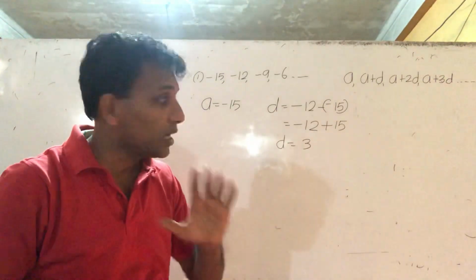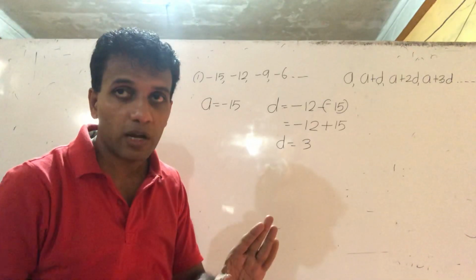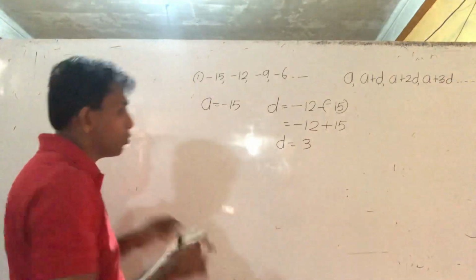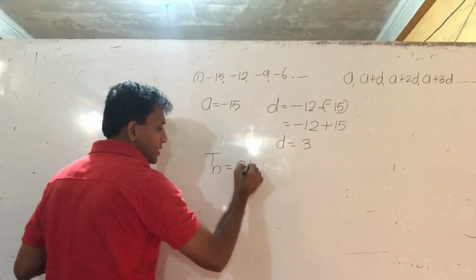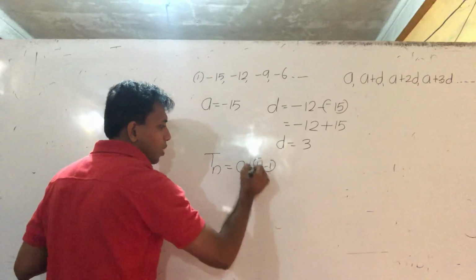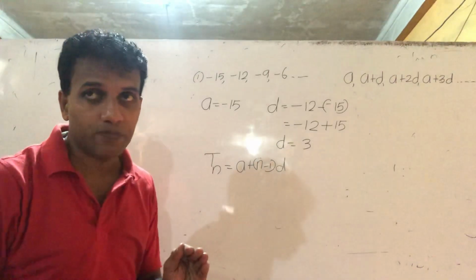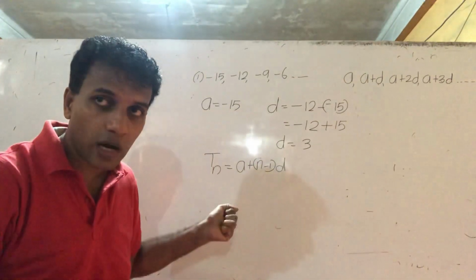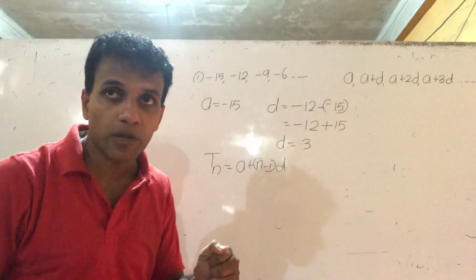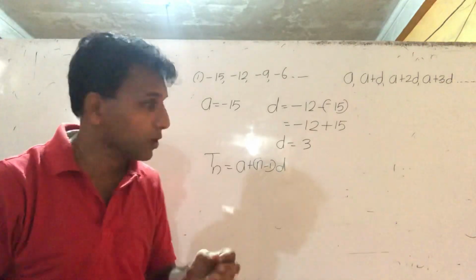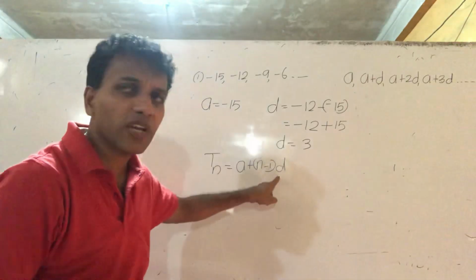Now you write the standard formula for the nth term. The international formula. For any arithmetic progression, what's the nth term formula? Tn equals A plus n minus 1 into D. That is the standard, the international formula. Now we change this formula to this question, right? For this problem, what is the nth term? That is easy. Why do I say easy? You know A, put A as minus 15, put D as 3, that's all.